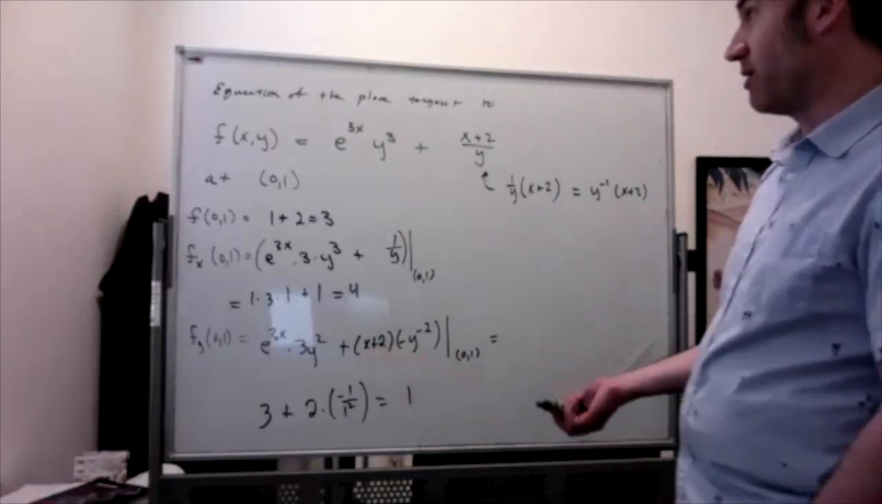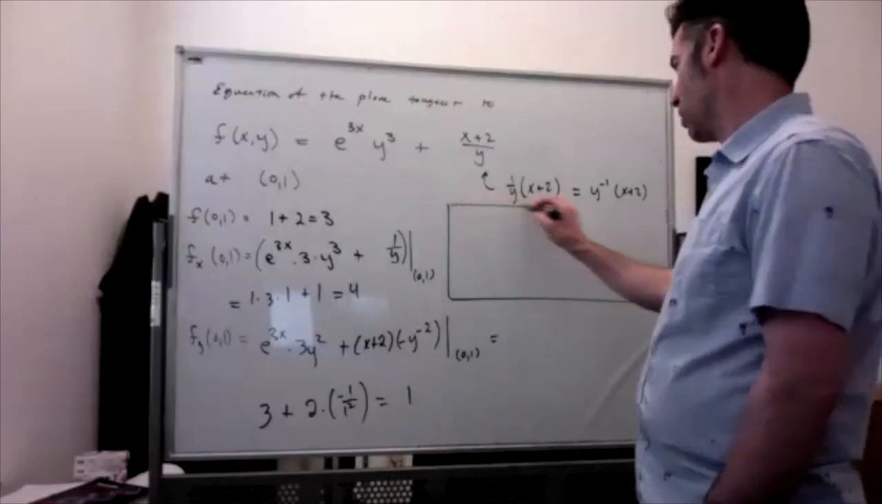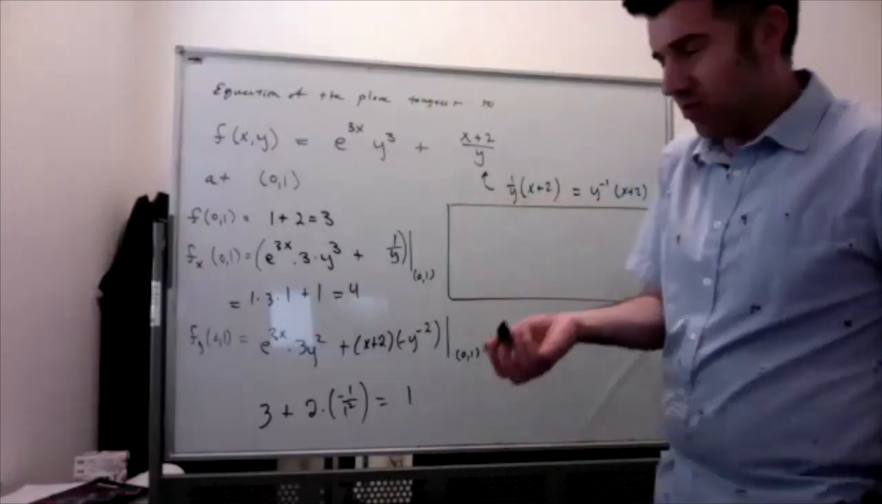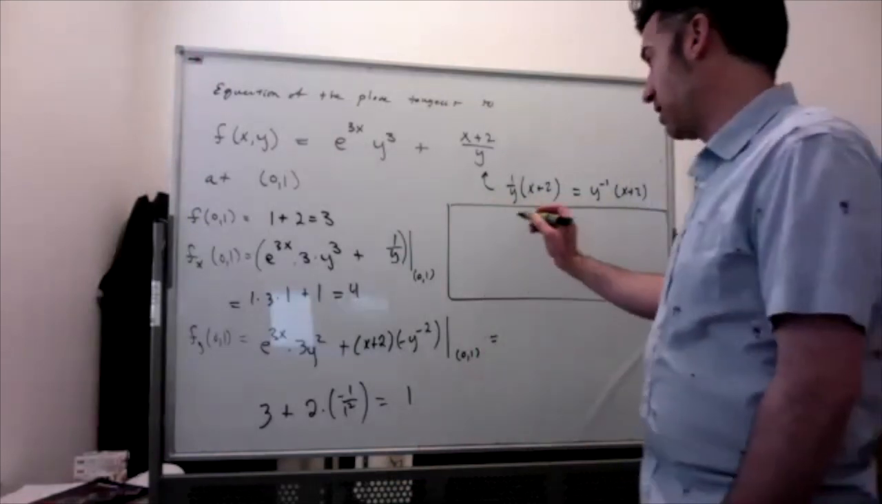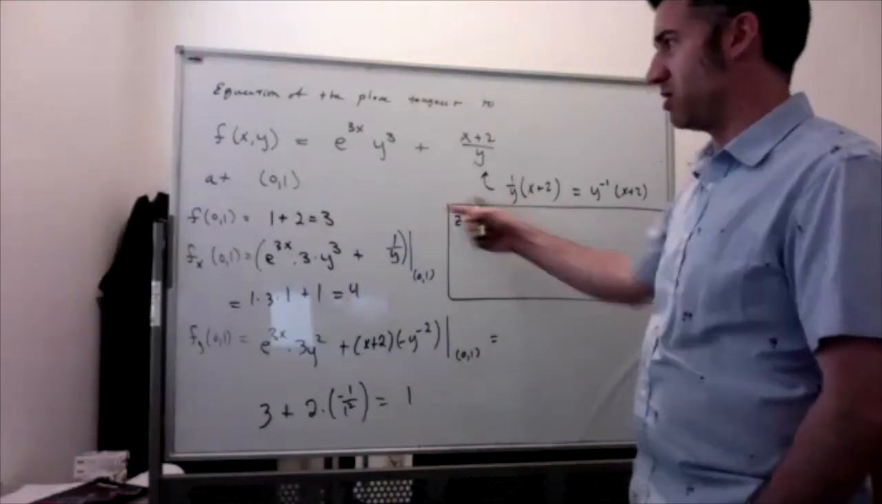Right, so great, now we can find the linearization, or the equation of the tangent plane. I still like to write it as L of x, y, but I'll do it differently this time. I'm going to write it as z minus the z coordinate. What's the z coordinate? Oh, it's 3.